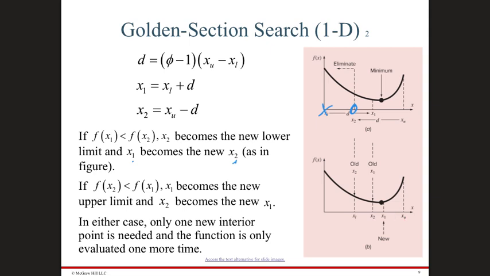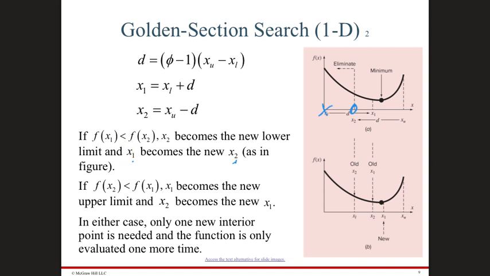So your D now becomes smaller. As you did this move, your D becomes smaller, which means that now you are searching in a smaller range, right? And then you repeat the same operation again. Now you have XL, X upper, X2, X1. You go for the function value at X1, the function value at X2. You compare them. If they satisfy this condition, you repeat the same operation.